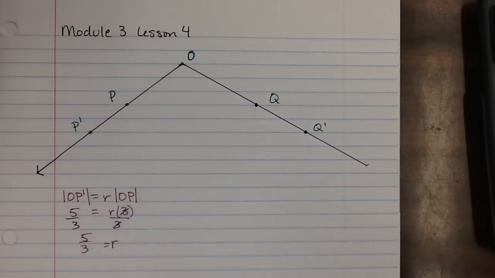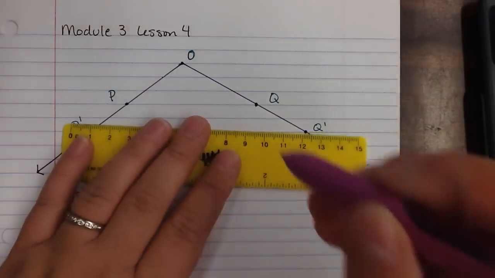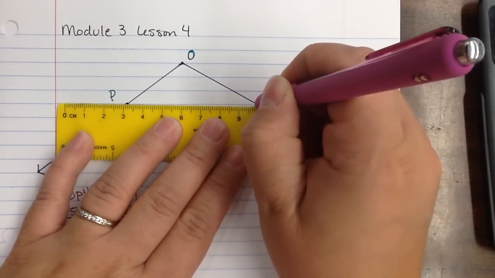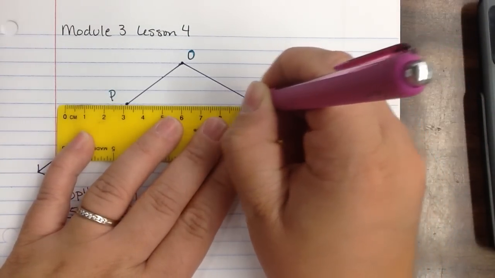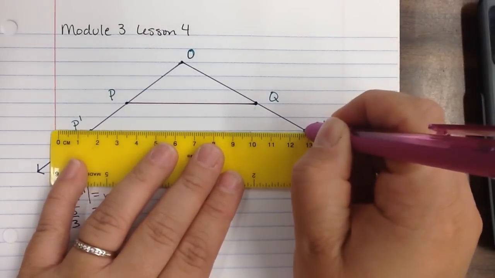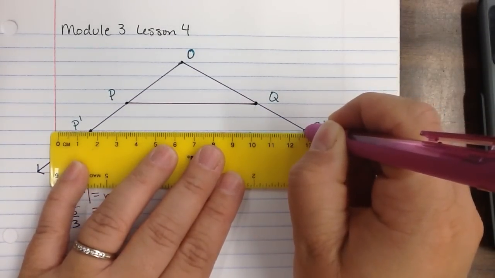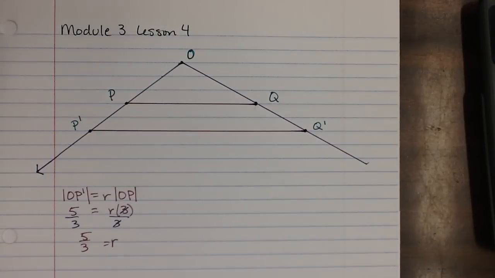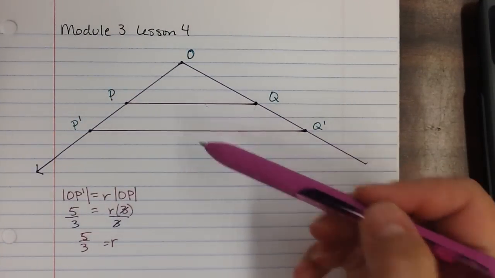Now we're going to connect points P and Q, and P prime and Q prime. When we connect them, what do you notice about those 2 lines? Those 2 lines are parallel. Do you see that this line is parallel to this line?